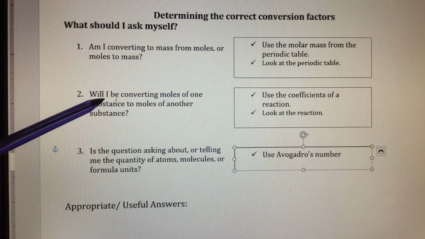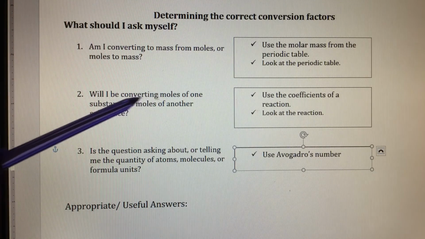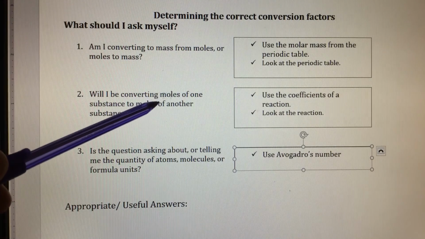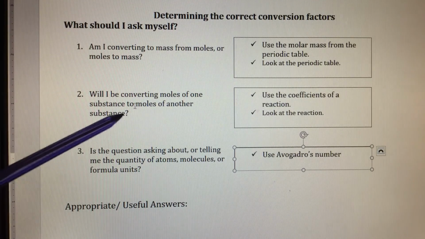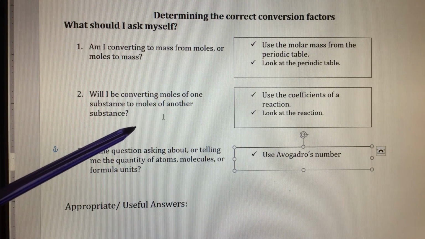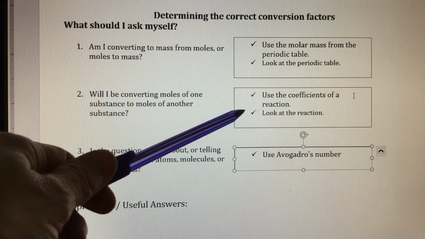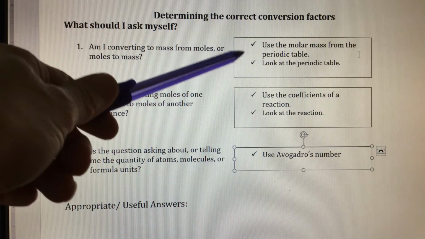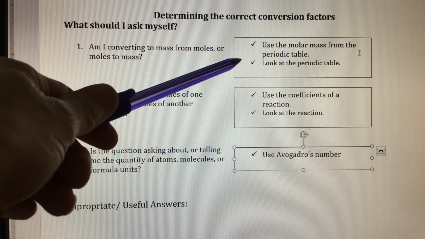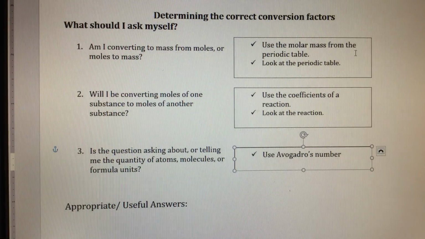It says, what if I'm converting from grams or mass, it could say either word, of one substance to the grams or mass of another substance? In that case, I'm going to use both the coefficients of the reaction, and I'm going to use the molar mass from the periodic table. And so we're going to take a look at some examples on how to do that.